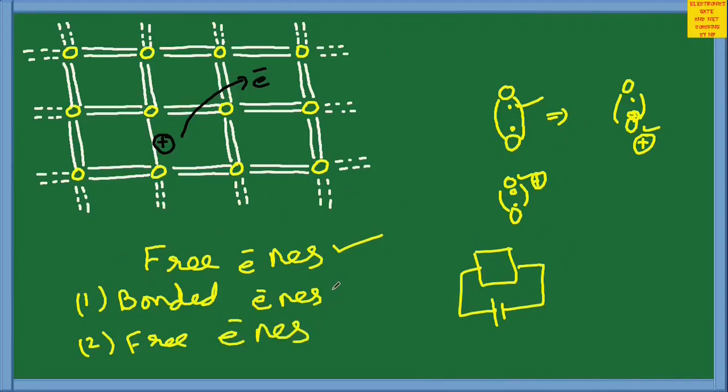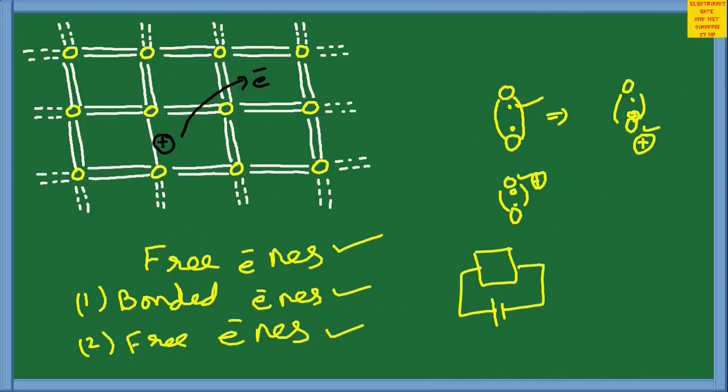So always keep this in mind that when we consider a semiconductor, it consists of two types of electrons, bonded electrons and free electrons. Bonded electrons are the electrons that are shared in bonds, and free electrons are the electrons that become free by breaking the bonds.